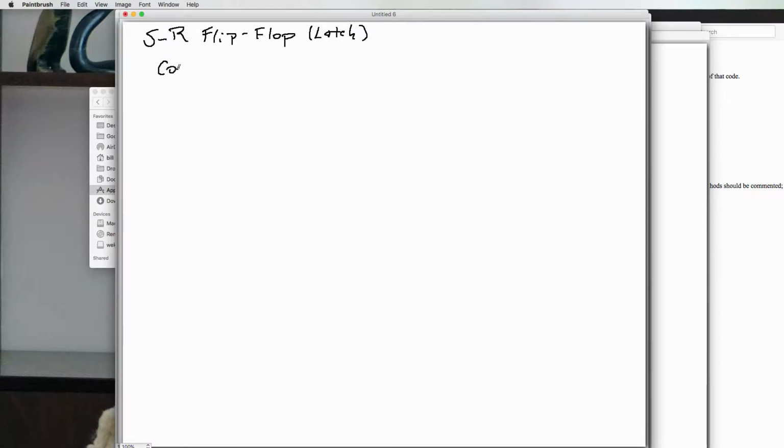And what that means is there have been a bunch of AND gates, there have been a bunch of OR gates, NOT gates. And what has happened is the output is purely a function of the input.